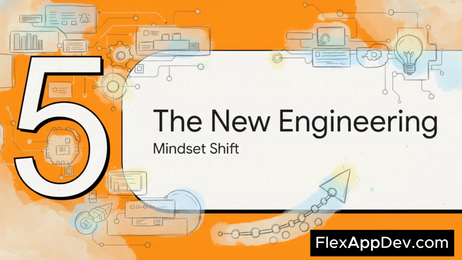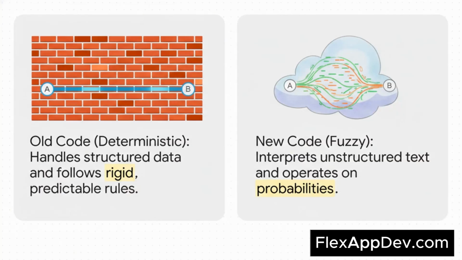So what does this all mean for the people who are actually building these systems? Well, using these advanced techniques isn't just about learning new tools. It really requires a fundamentally new way of thinking about how software gets made. We're moving away from the old deterministic world of coding, which follows these really rigid, predictable rules. And we're moving into a fuzzy world. Here, we're not writing exact logic for every single scenario. We're more like guides, managing intelligent systems that work on probabilities and interpretation.